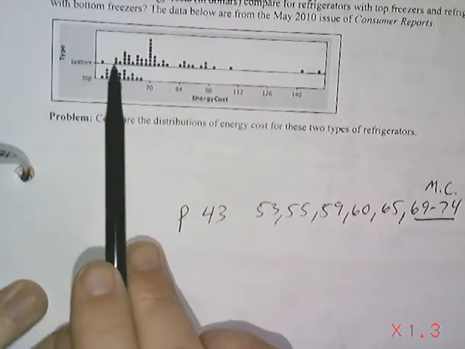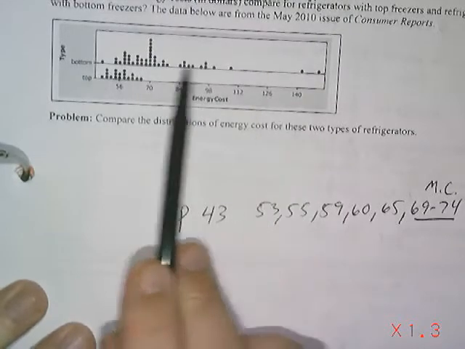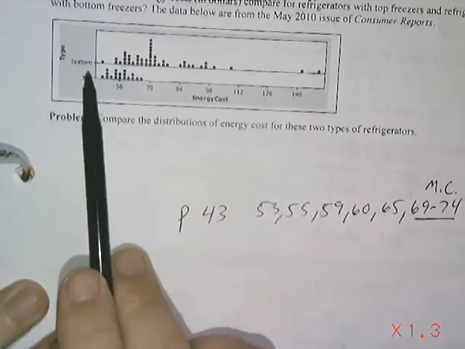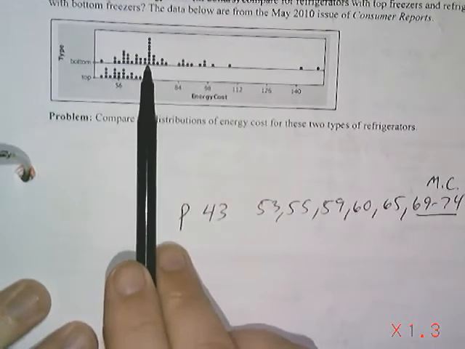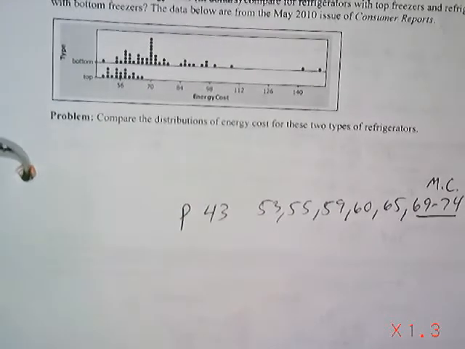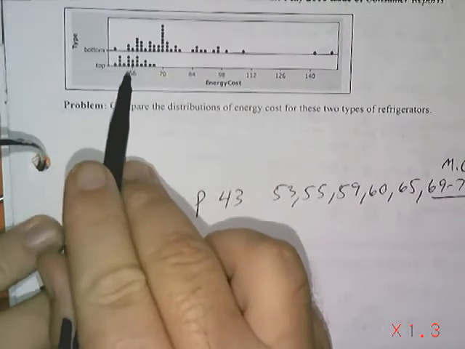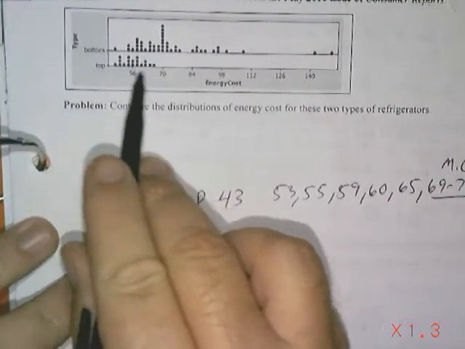2 of these refrigerators appear to have unusually high energy cost, about 140, 150 or so. Those are outliers.